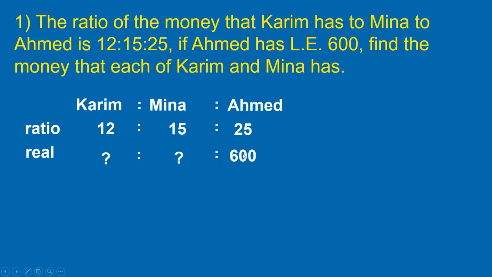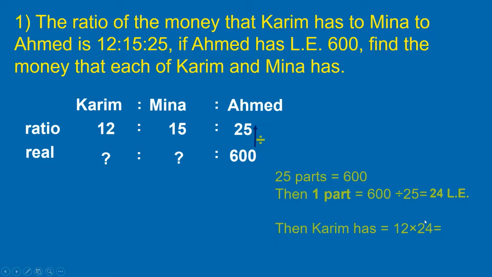So now we know that Ahmed has 600 LE. It means 25 parts equal 600. So how many for one part? To get one part, divide 600 by 25. So one part equals 600 divided by 25 equals 24 LE. So now we know that one part equals 24 LE. Let's find how many for 12 parts.